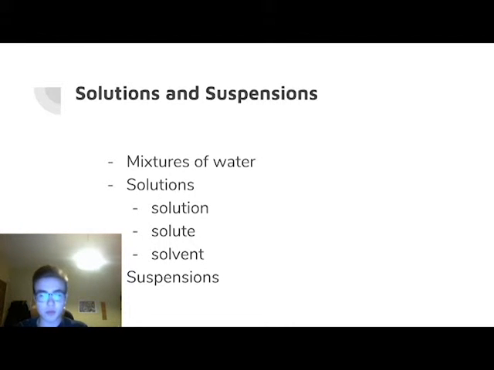Most of the time, water is found as a mixture, since it is very easy for things to dissolve in it. There are two types of mixtures that can be made with water: solutions and suspensions. An example of a solution would be putting salt in water. All the components of the solution are equally distributed throughout it.